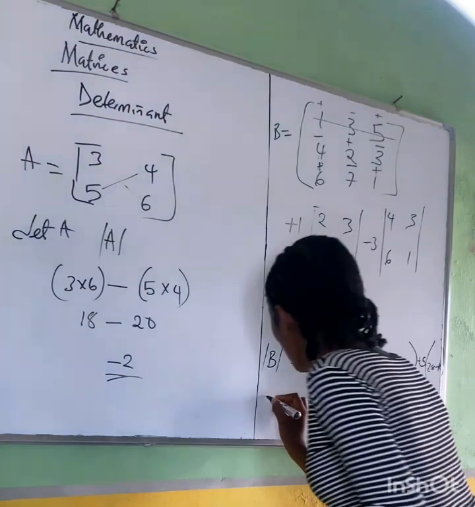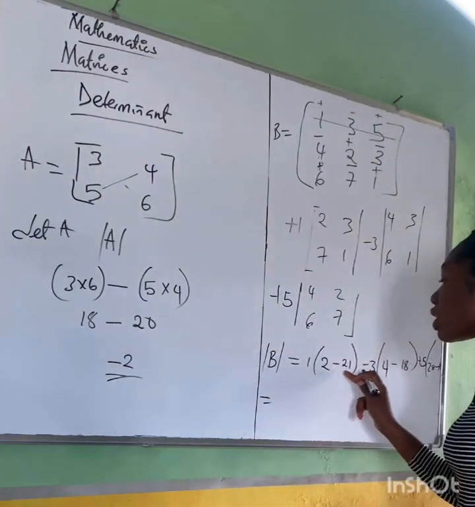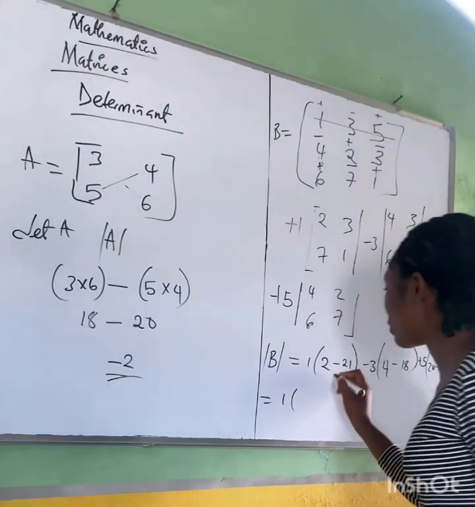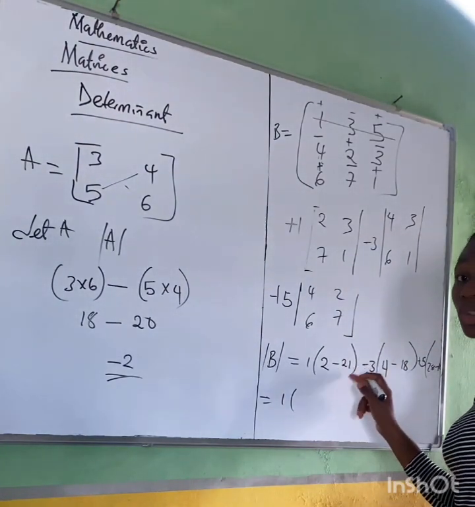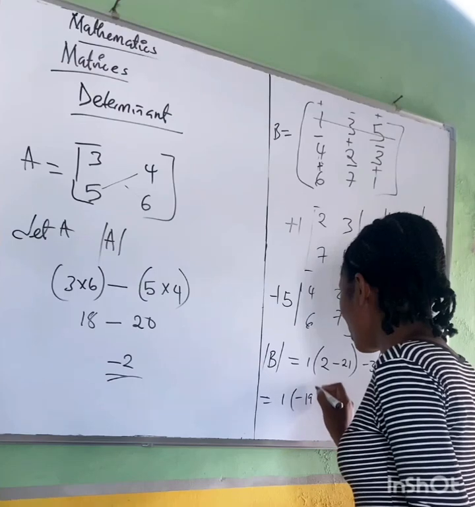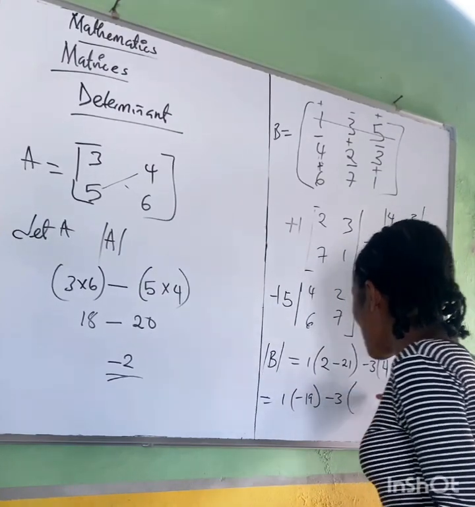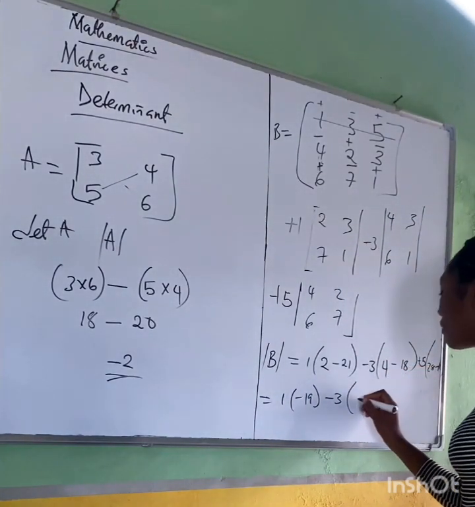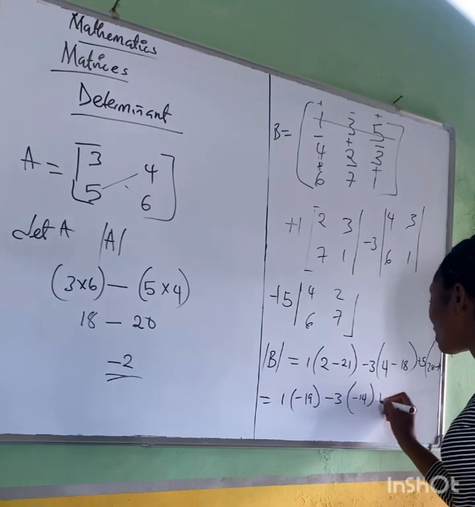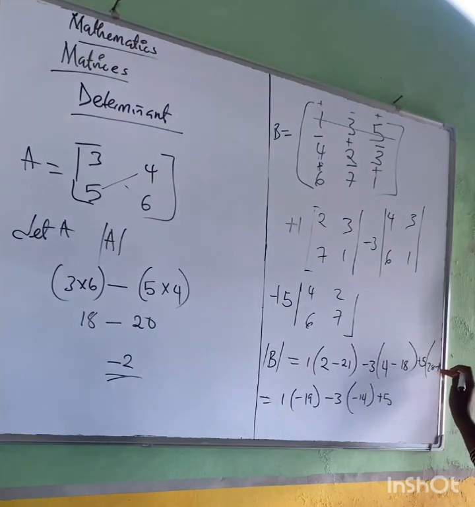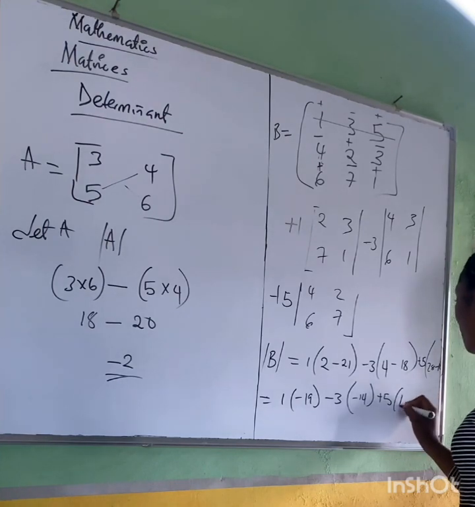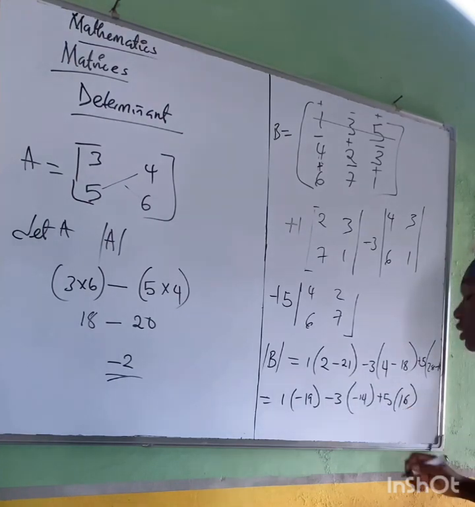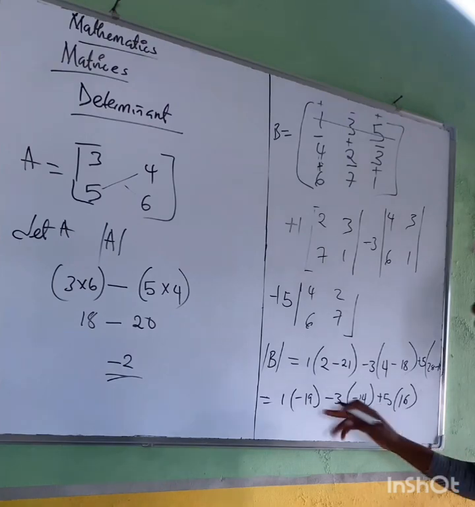Now, let's continue. When we work on our bracket, we have 1 times what? Minus 2 minus 21, we'll be having minus 19. We'll be having minus 3. And then 4 minus 18, we have minus 14. And then lastly, we have plus 5. 28 minus 12, right? We have what? We have 16. Are we there? So we will now expand our bracket.